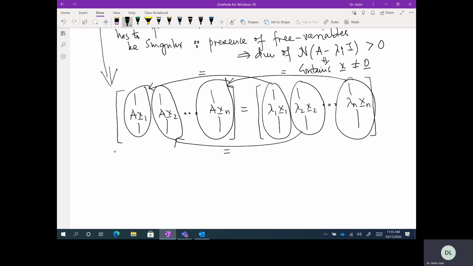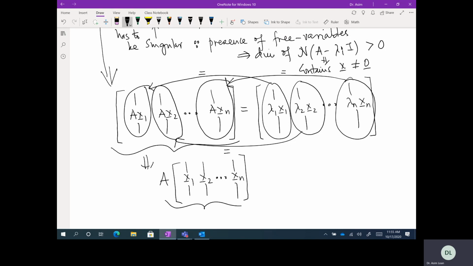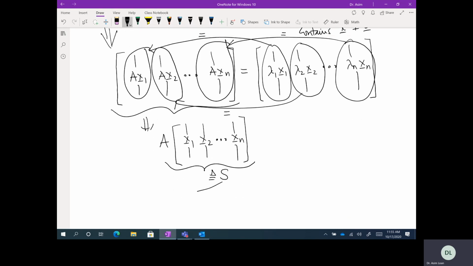We can write this matrix as A times [x1, x2, ..., xn], and this is the matrix that we defined to be S. We said this S has columns that are eigenvectors. Columns of S are eigenvectors.